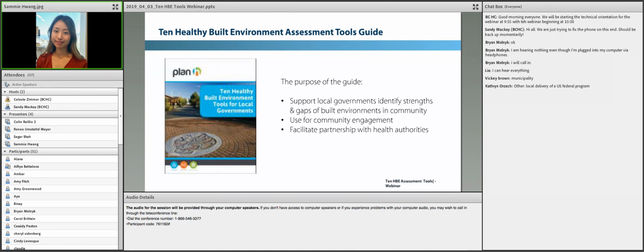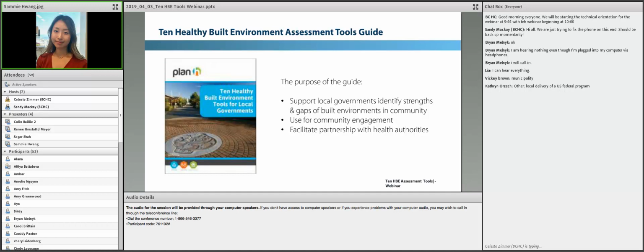So the purpose of this guide: the guide was designed to support local governments to assess features of the built environments within communities. The 10 HBE assessment tools are presented in this guide, and our hope is that these assessment tools, when they're paired with community engagement and health data, will support local governments in identifying strengths and gaps within the built environment and help further understand how those gaps might negatively impact health. The local governments can then work with their regional health authority or First Nations health authority to prioritize actions and create healthier communities through building healthier built environments.